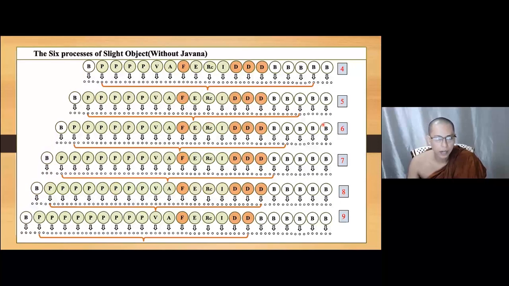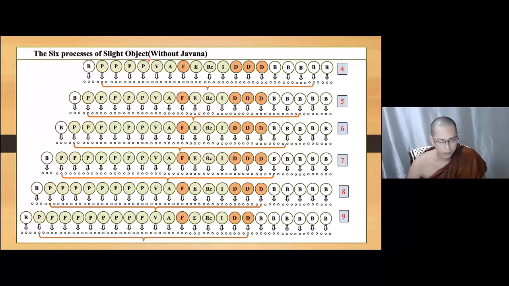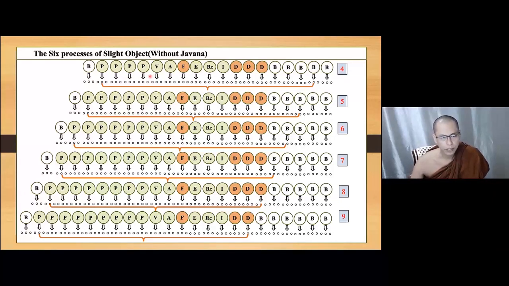Then let's see the six processes of the slight object. This is called the paritaramana, the slight object. Because the object is slight, not great, it can come into the avenue after passing at least four times of past bhavanga. Starting from the arising phase, the past bhavanga continues according to its lifespan.